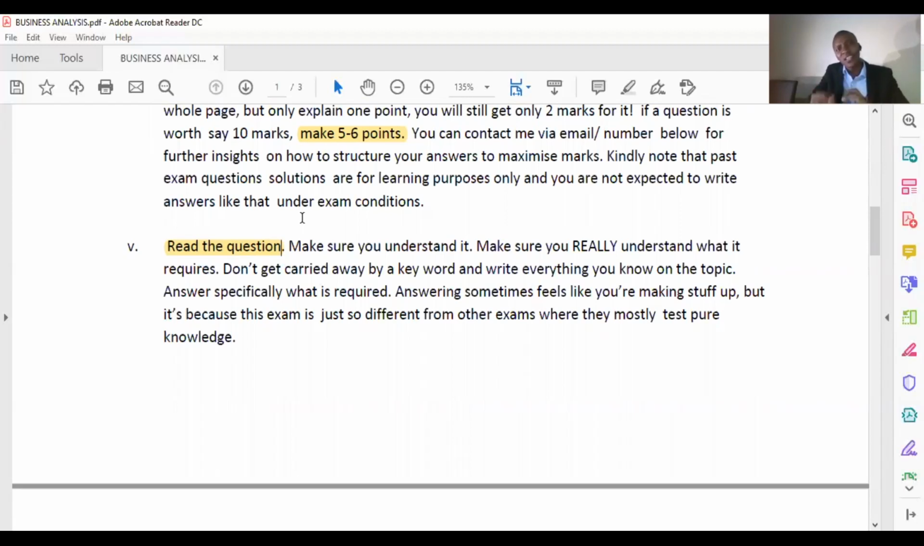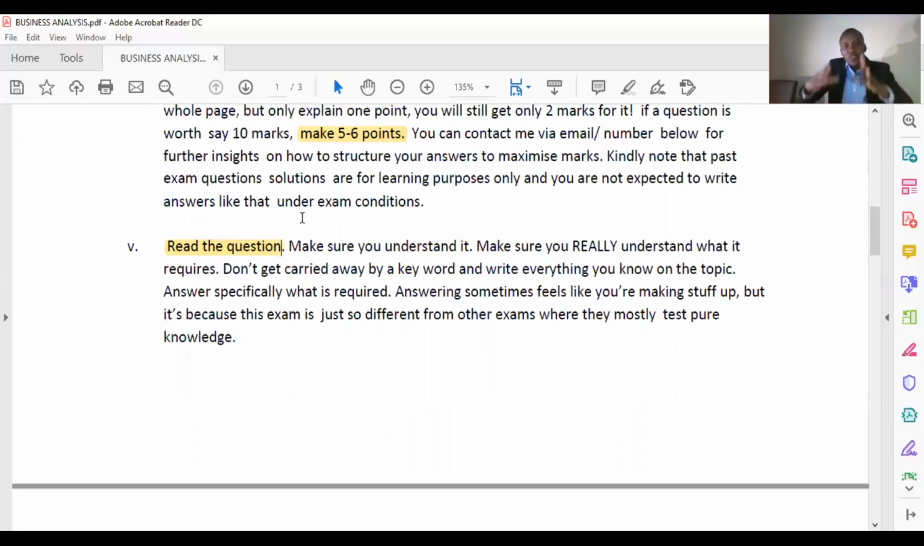To understand the question means to know what the examiner requires of you, to know what exactly this examiner wants you to write. Make sure you really understand what it requires. Do not get carried away by a keyword and write everything you know on a topic. No, you're going to waste time. This exam has a lot of keywords, so don't be carried away when you see keywords. Answer specifically what is required.